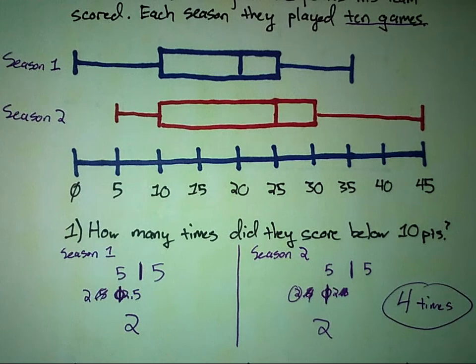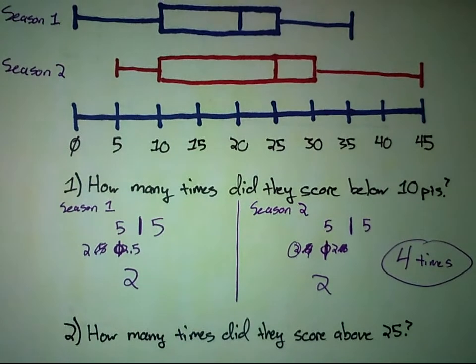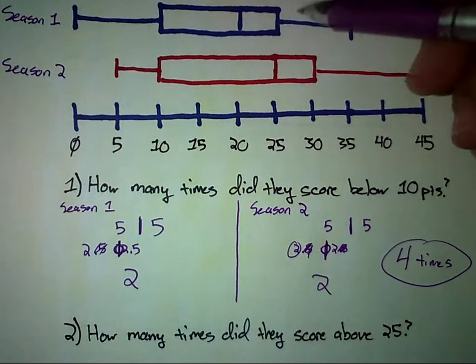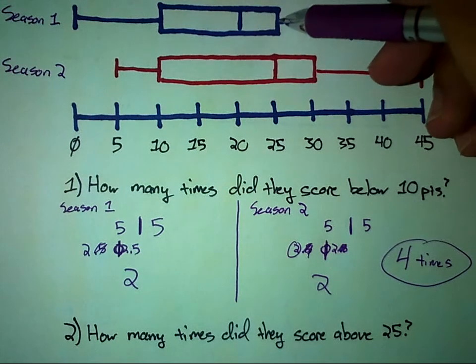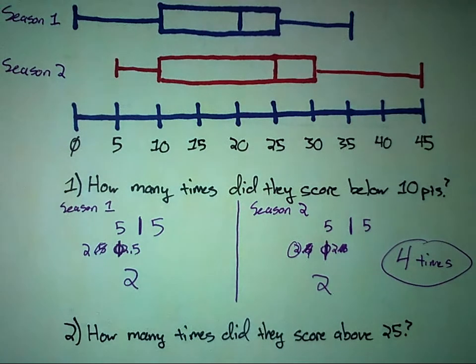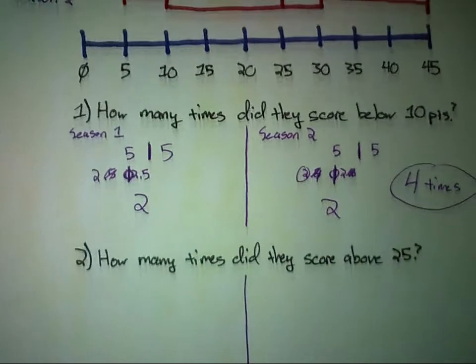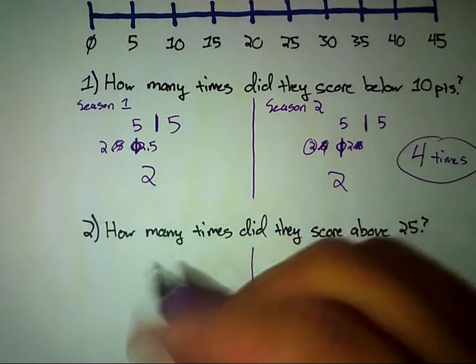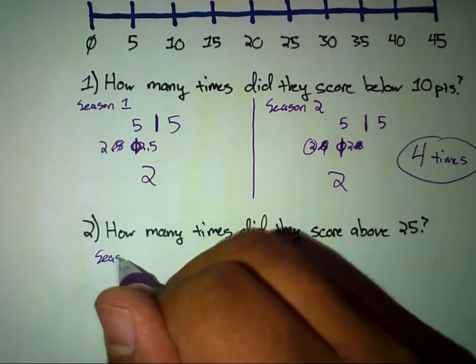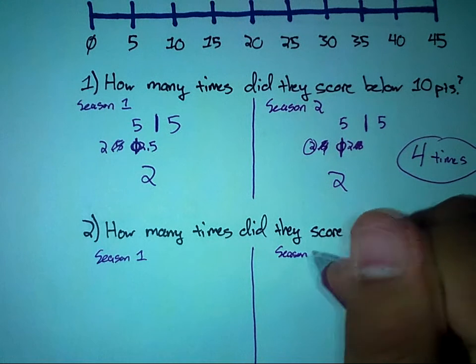Now, maybe another question is being asked: how many times did they score above 25? So what we have to do now is look at where 25 falls. For instance, in the first season, it's the upper quartile, but in the second season, it's the median. So I'm going to approach this just as I did before. Nothing really different here. I'm going to do season 1 on the left, and season 2 on the right.